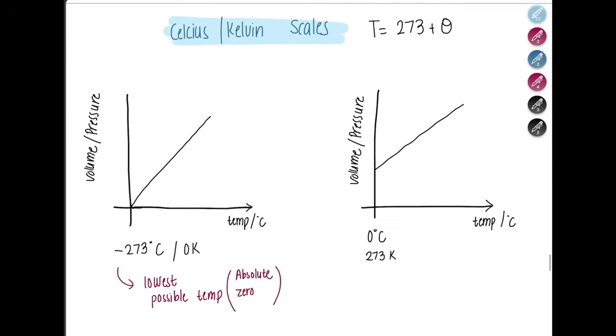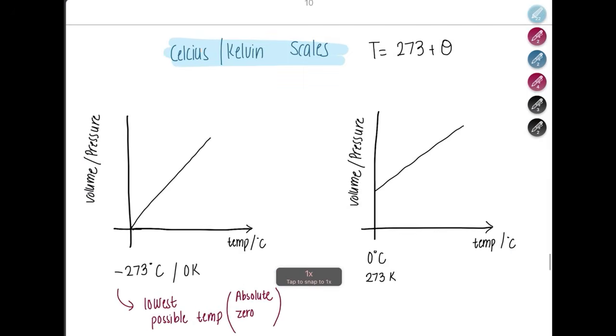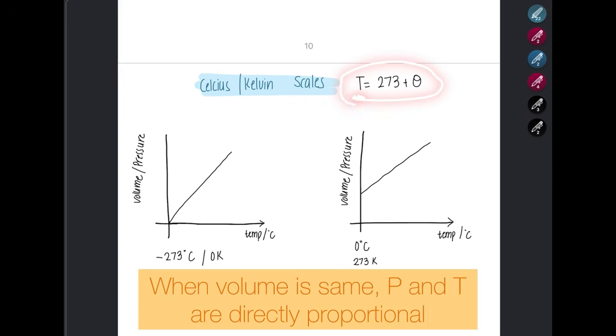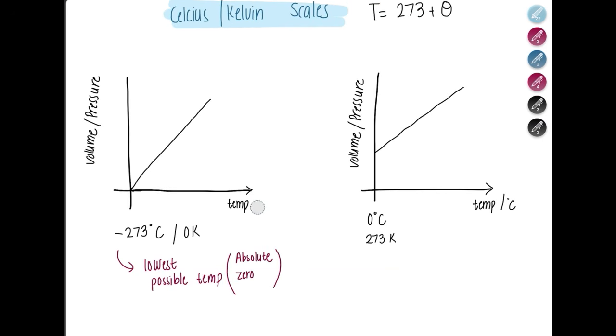Moving on. Now we have Celsius and Kelvin scales. This is very simple. The temperature in Kelvin equals 273 plus theta. Theta is the temperature in Celsius. Now, we have temperature on the x-axis and volume on the y-axis.